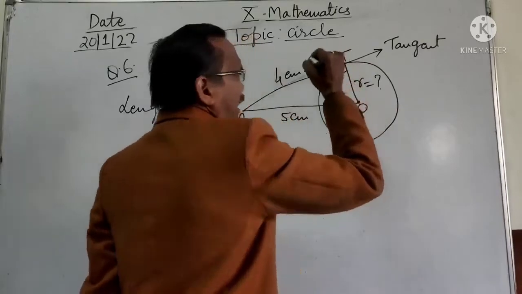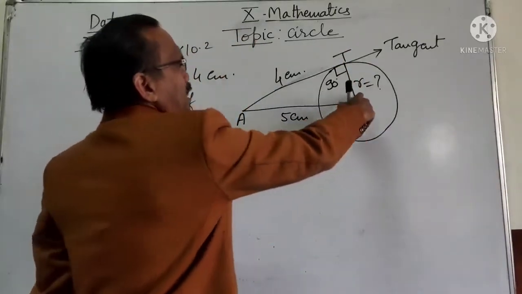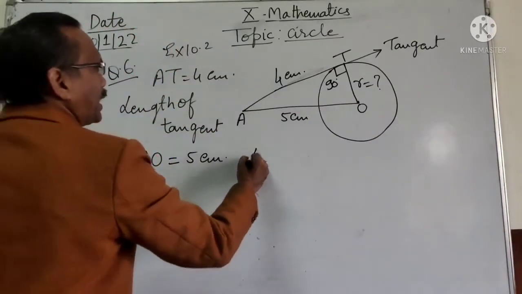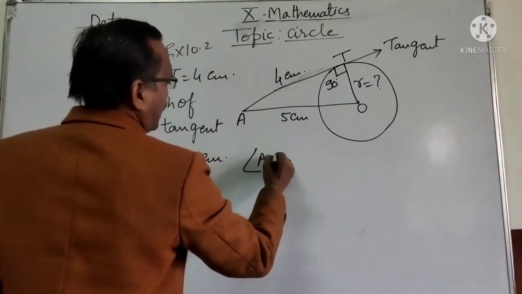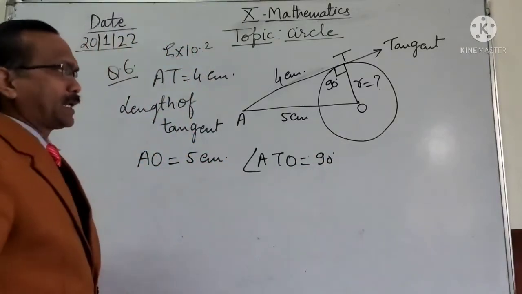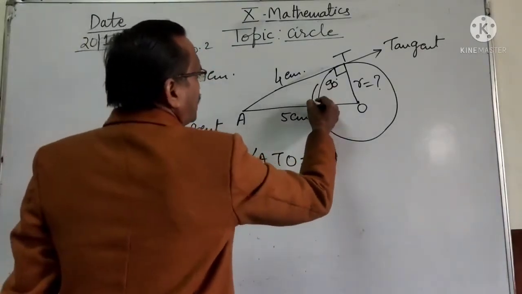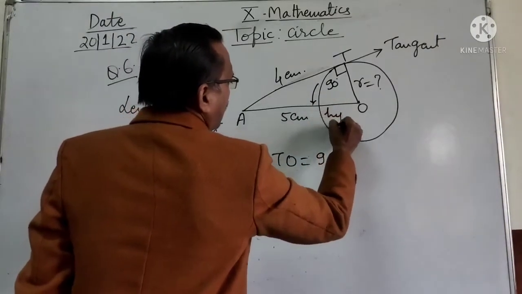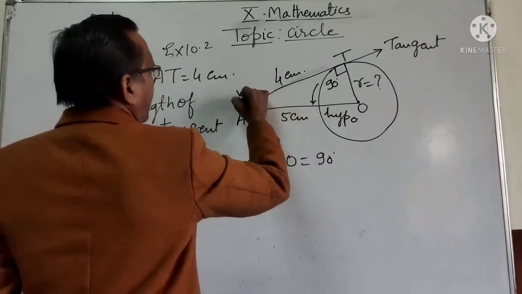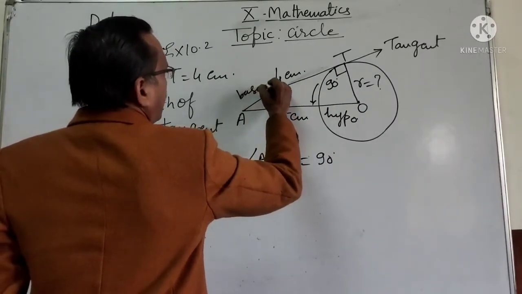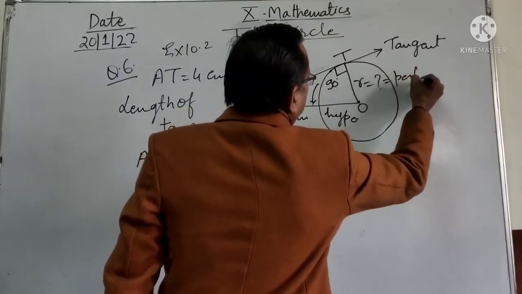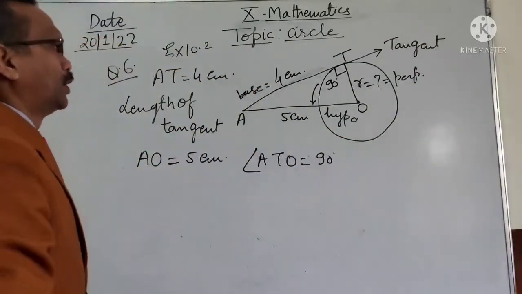So this angle is 90 degrees, since the radius is perpendicular to the tangent. Therefore angle ATO equals 90 degrees. Now by Pythagoras, AO is the hypotenuse. We can suppose this as the base and this as the perpendicular or altitude.